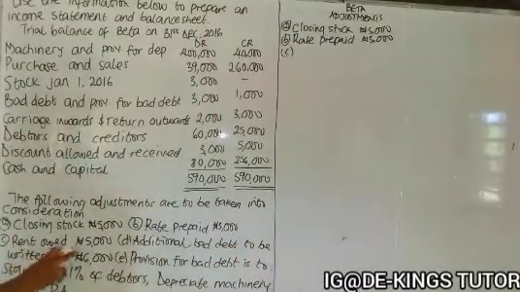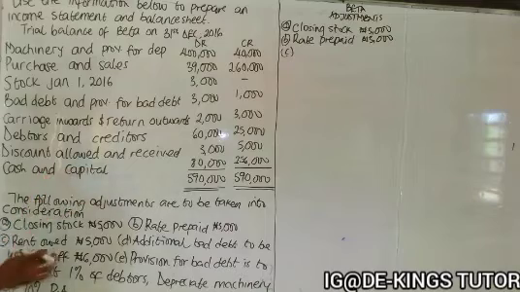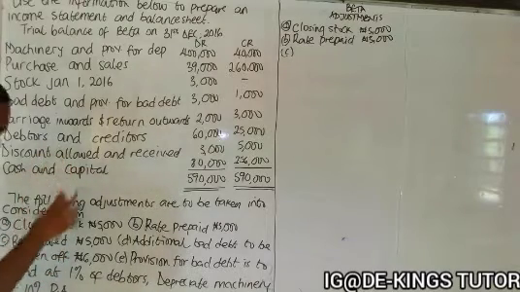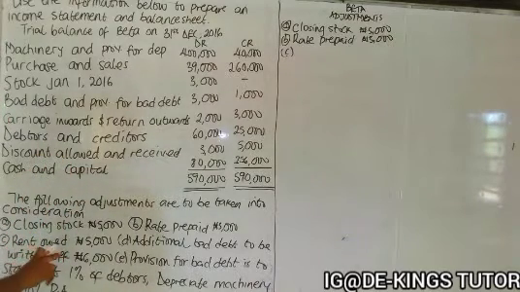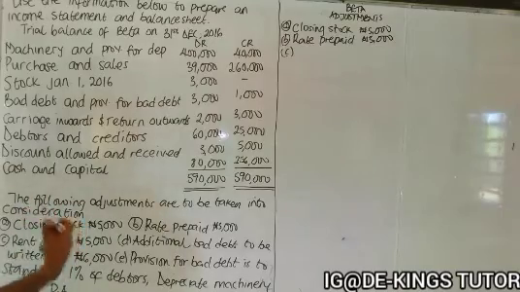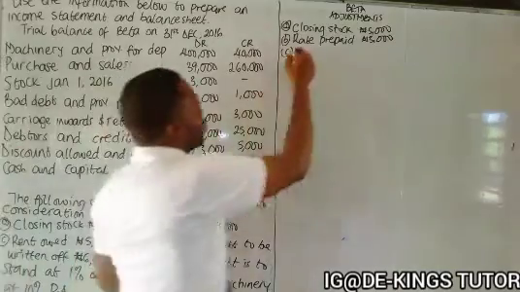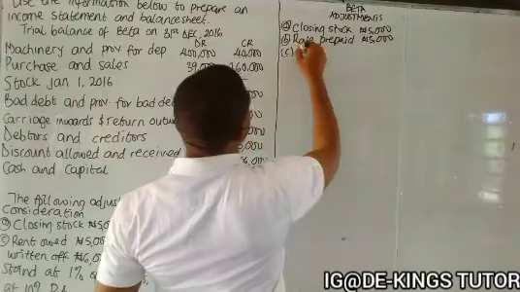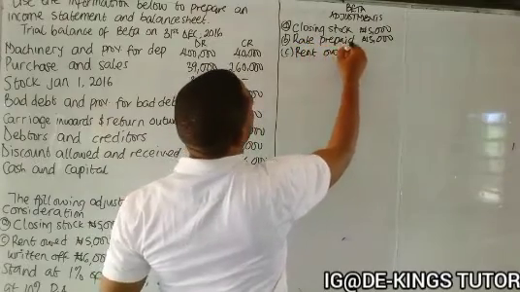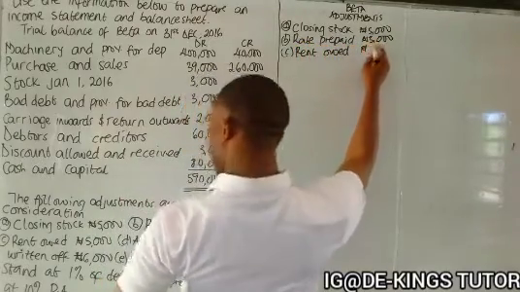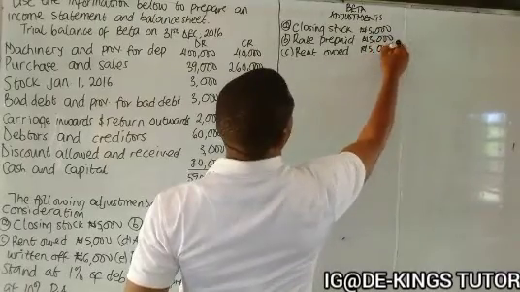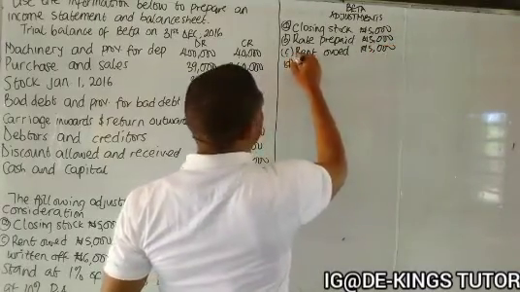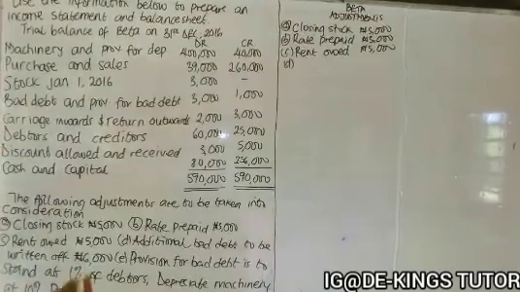C, rent owed. Is there anything like rent here? No. If there were rent that was paid, you would have added this. Owed means accrued, which is an addition. So rent owed, which is 5,000.